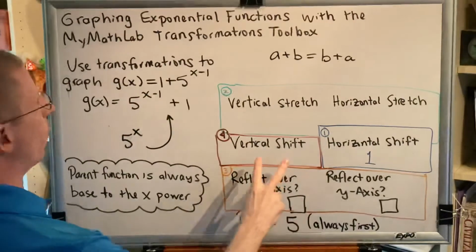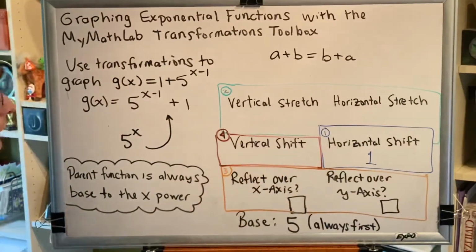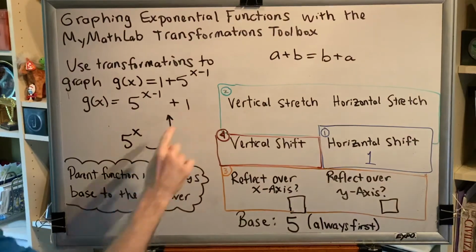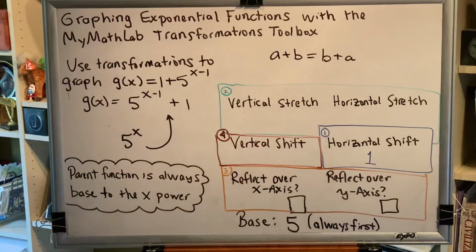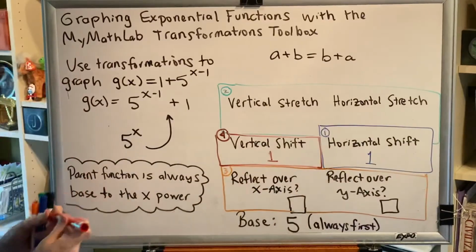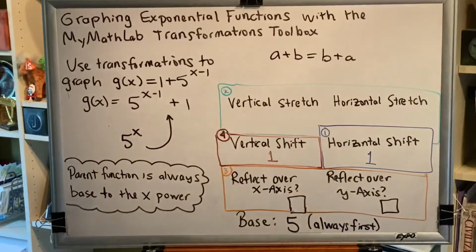The next thing we would check for is vertical shifting, which would be adding or subtracting outside, far from x, which we have. This plus 1 represents a shift up, so we use a positive 1 for the value of our vertical shift slider. And with that, we've completed yet another problem.